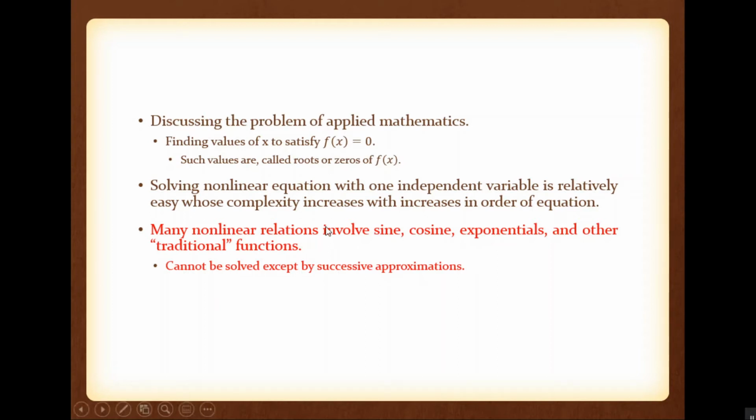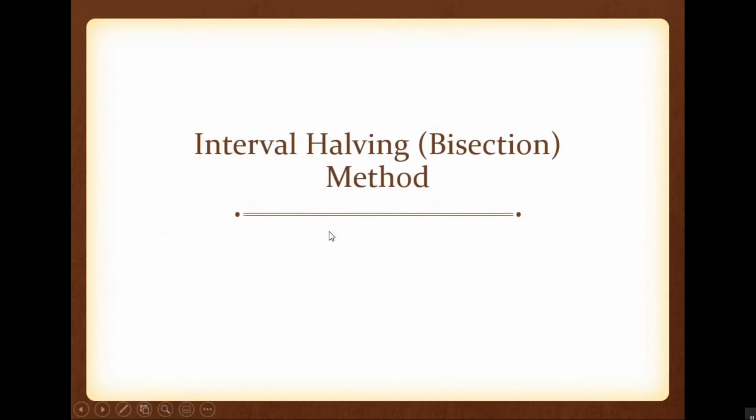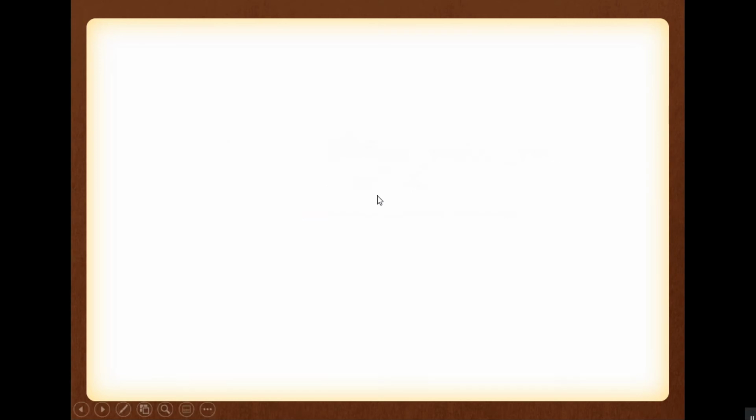Okay. So anyway, we are going to start the bisection method. This one, I told you, is the old method that is available. It is also known as interval halving method. Okay. So here, I am going to explain this interval halving method in two ways.